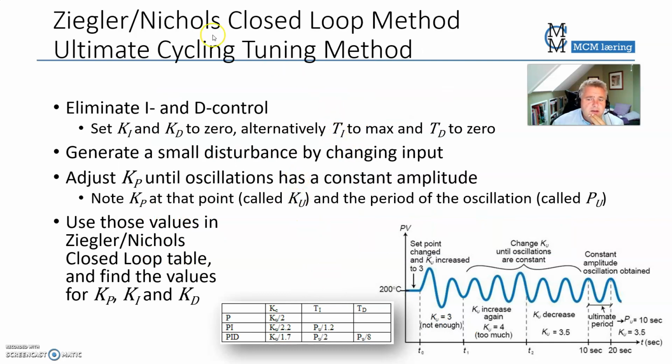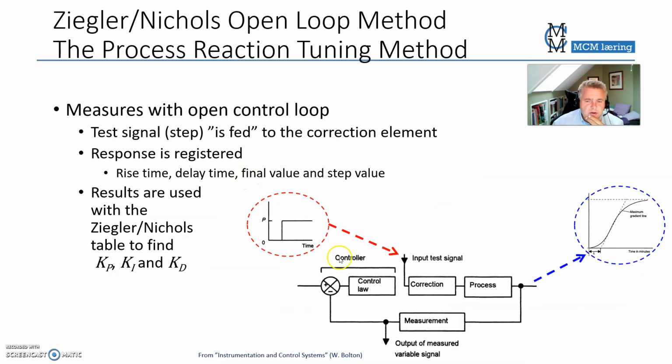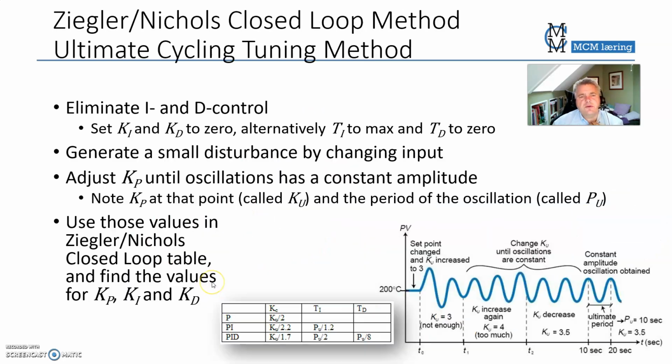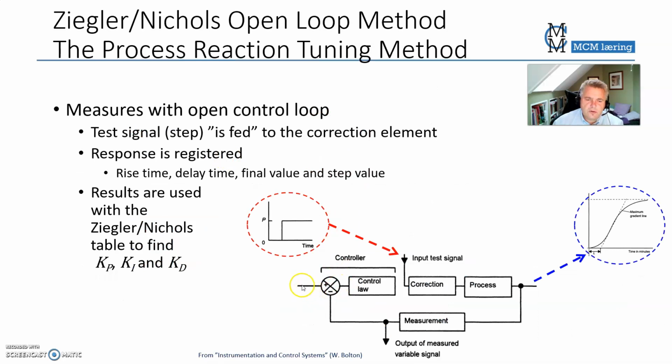And then they had another method, because it's not always possible to break the system in that part here. If it's not possible to do that, you need to use the other method that they have, and it's called the ultimate cycling tuning method. And the idea here is to give a small disturbance by changing the input. So you give a small, short disturbance here, and you analyze the response from here. Remember that the loop is now closed.